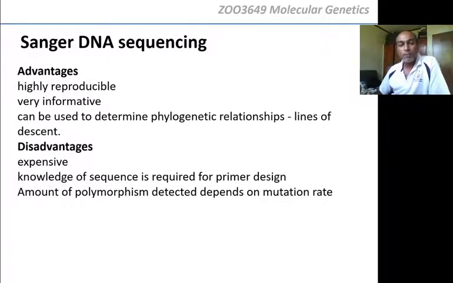And of course, the amount of variation or mutations, or polymorphism as we call it here, depends on the rate of mutation. The rate at which bases change, morph from C to G, or G to A, or A to T, is determined by the mutation rate.